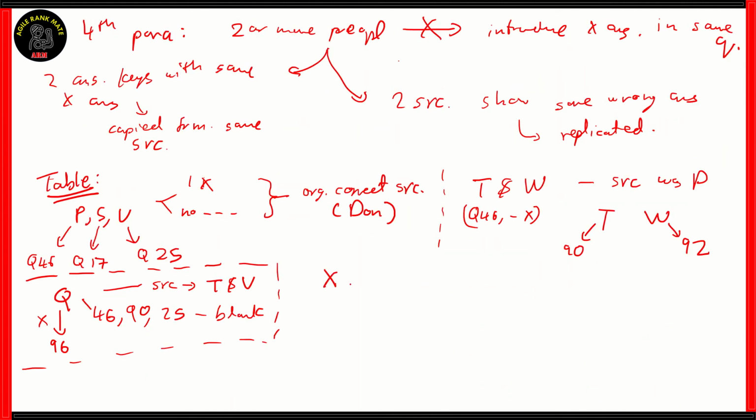First of all, if you look at X, X had 17, 46, as well as 90. All of these were blank. So that means its source was S and T. So from S and T, it created the answer key. And therefore, we also know that number 27 was made incorrect by X.